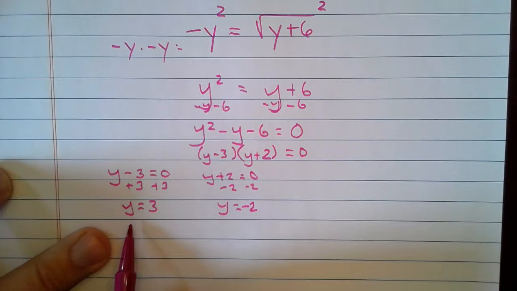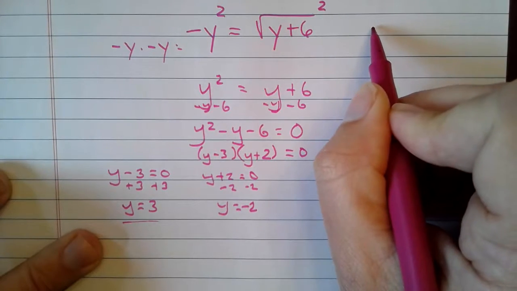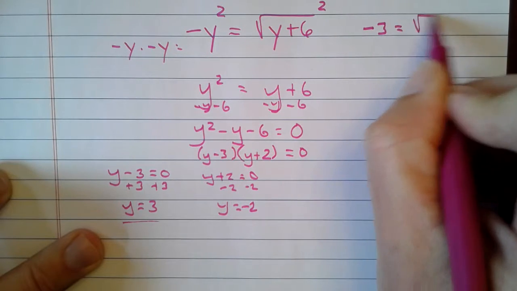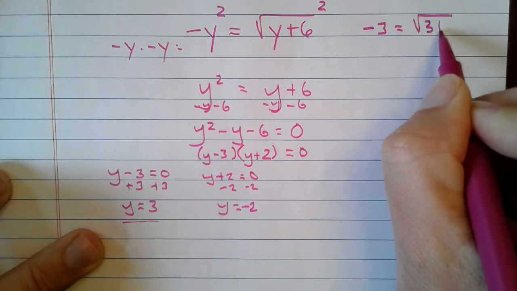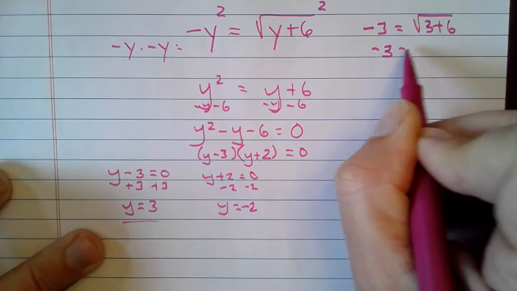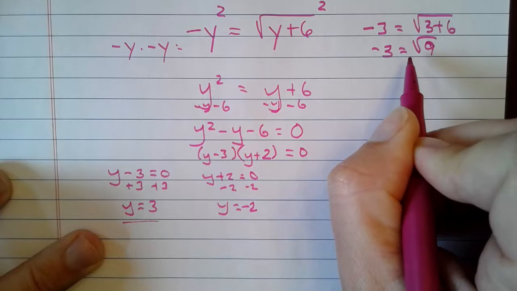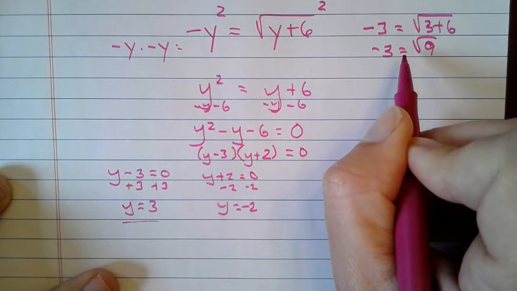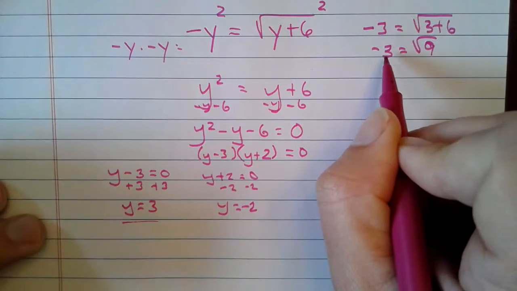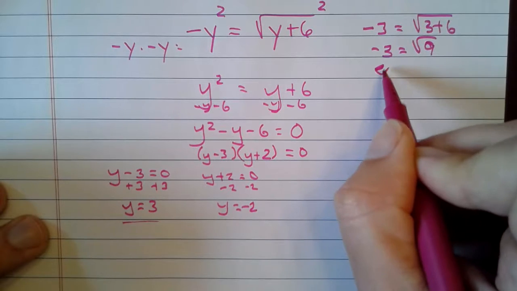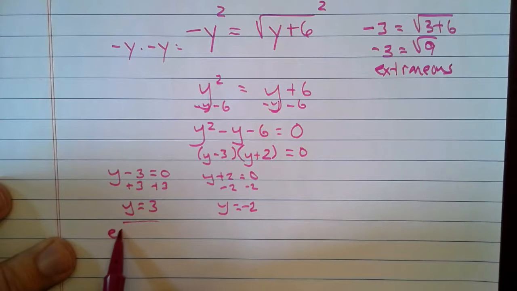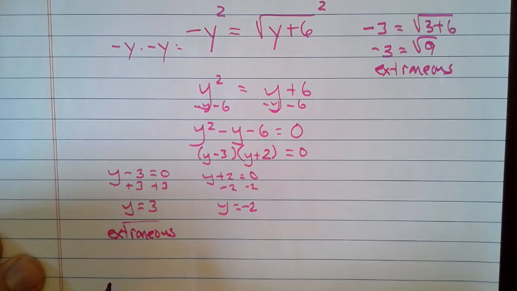So I'm first going to do it with 3. So my equation is the opposite, or negative y, equals the square root of 3 plus 6. Is negative 3 the square root of 9? Not necessarily. It's one of the square roots, but it's not always 9. I'm sorry, not always negative 3. So that tells me this is actually extraneous. So the first one we tried, y is 3, is extraneous.